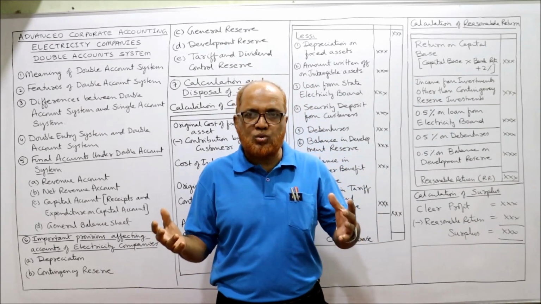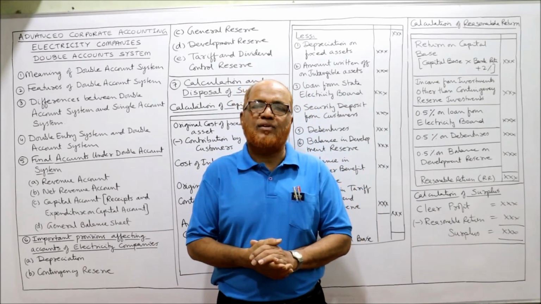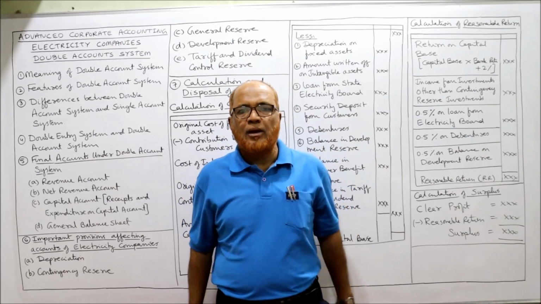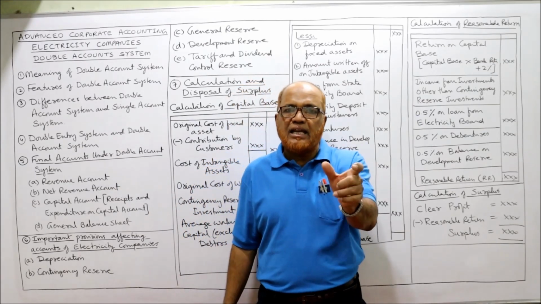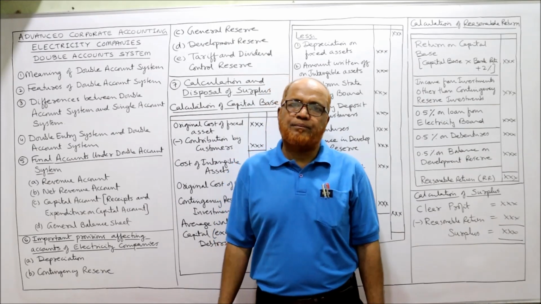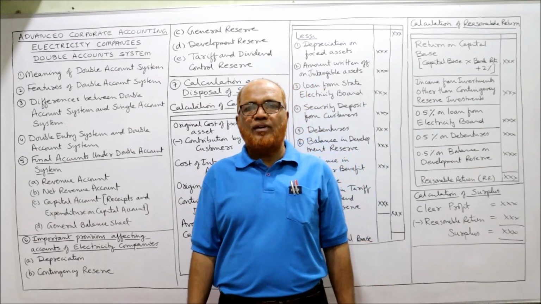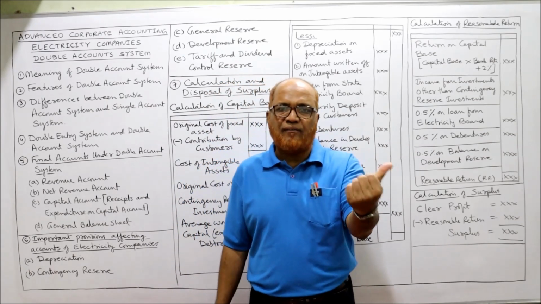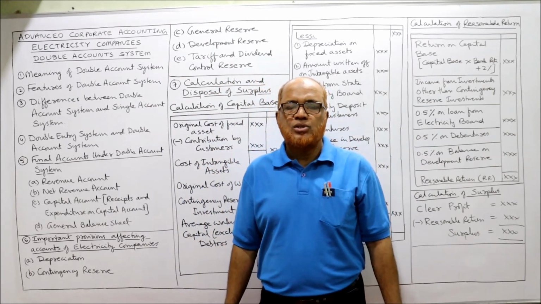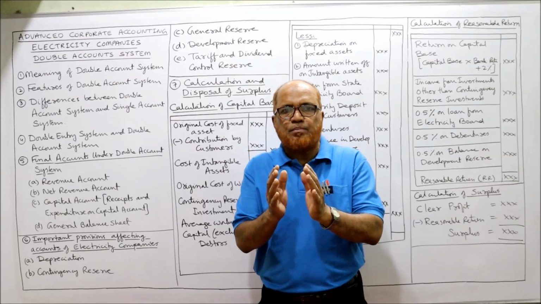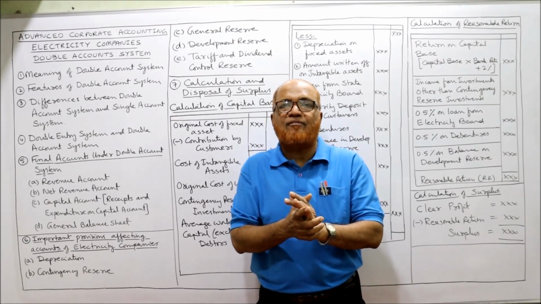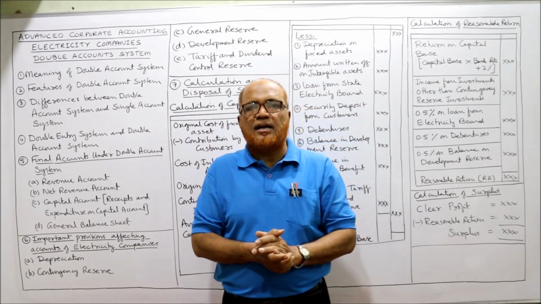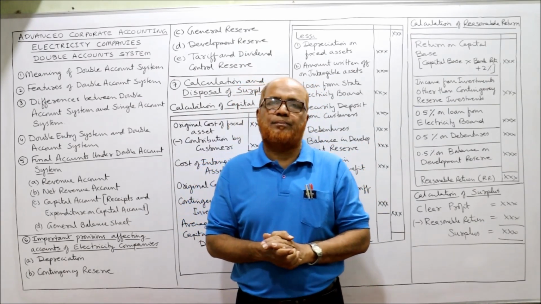Normally students and viewers get confused that double entry and double account system are one and the same. No, they are very different. Double entry system is a method of bookkeeping, a method of accounting in which every transaction has two effects, one debit effect and one credit effect. So whenever a transaction is passed, two accounts will be affected. One account debited, one account credited. That is called double entry system.